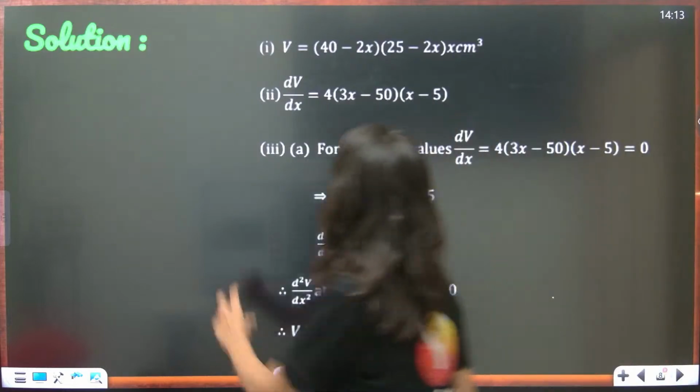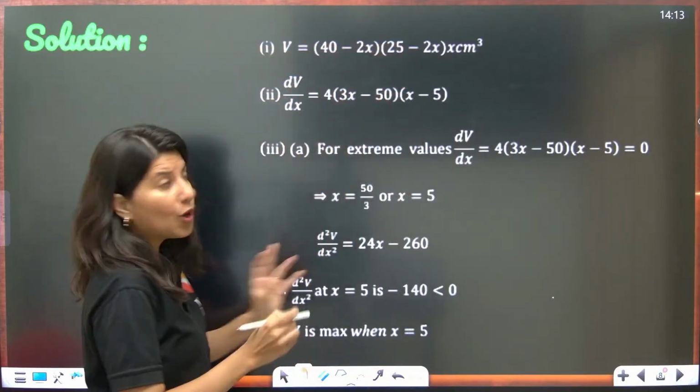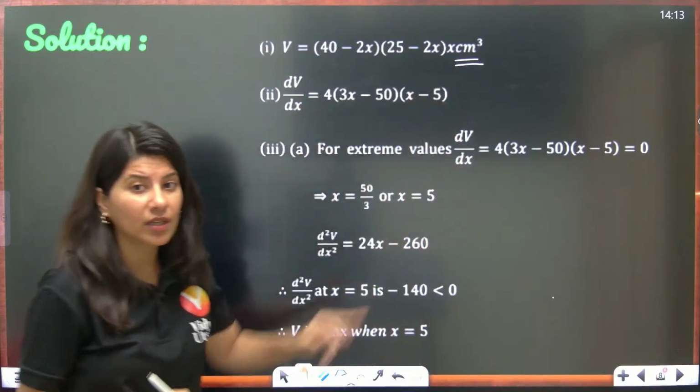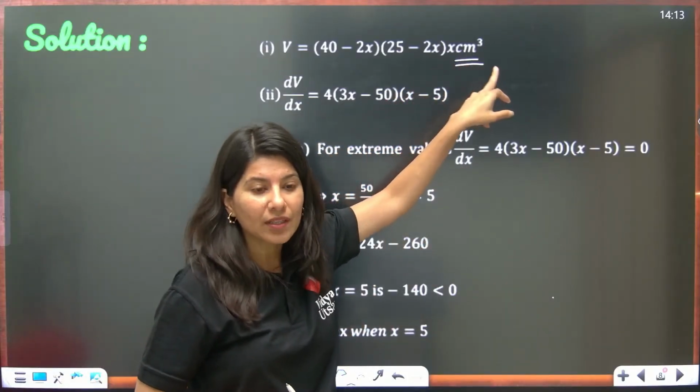Let me just give you a brief. This is your volume. Do not forget to write centimeter cube. Unit will make a difference. Cubic centimeter should be there.